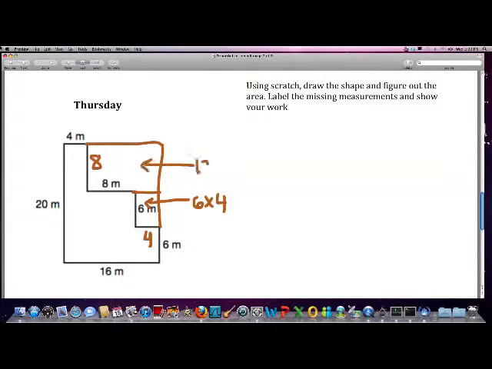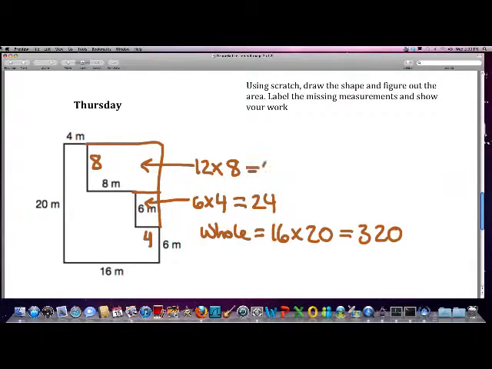So 6 times 4, that looks good. 12 times 8, that looks good. The whole thing is 16 times 20, which is 320. And then 6 times 4 is 24, and 12 times 8 is not 48. Okay, so that's where our mistake is. So we can fix this now. So 12 times 8 is actually going to be 96. Is that right?